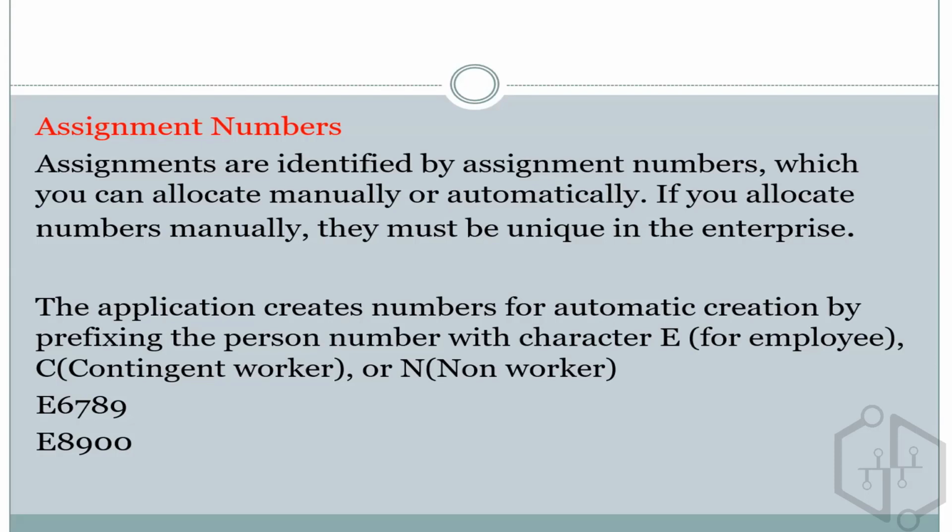The application creates numbers for automatic creation by prefixing the person number with E for employee, C for contingent worker, and N for non-workers. So employees will be like E76789. For employee, it will be E; for contingent worker, it will be C; and for non-workers, it will be N.